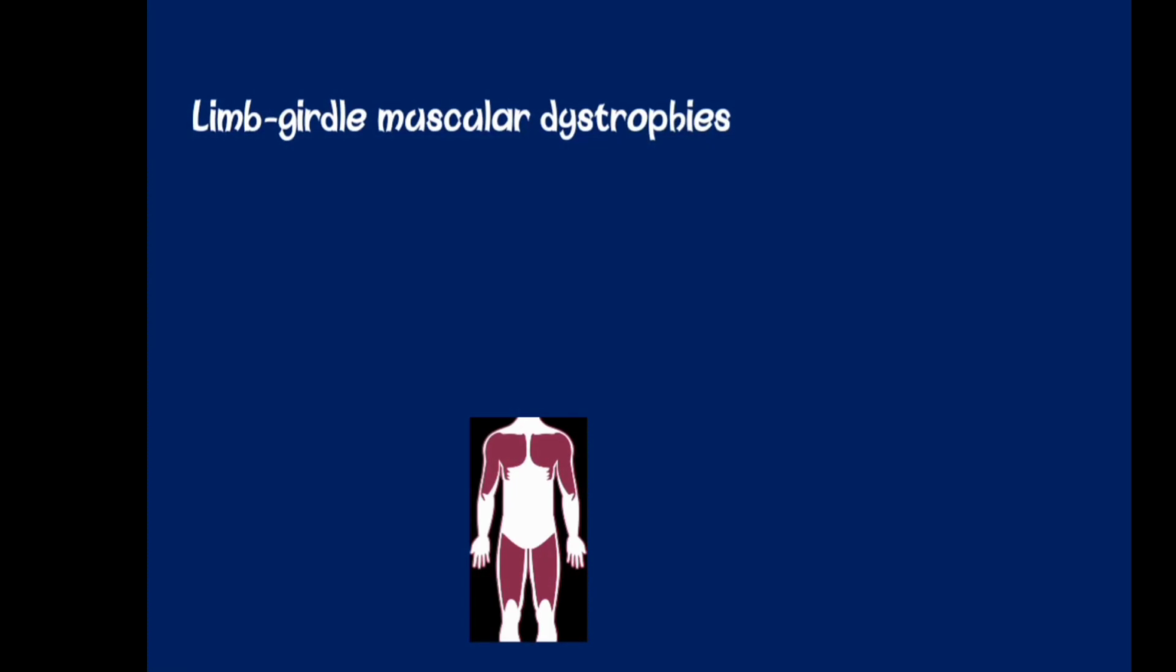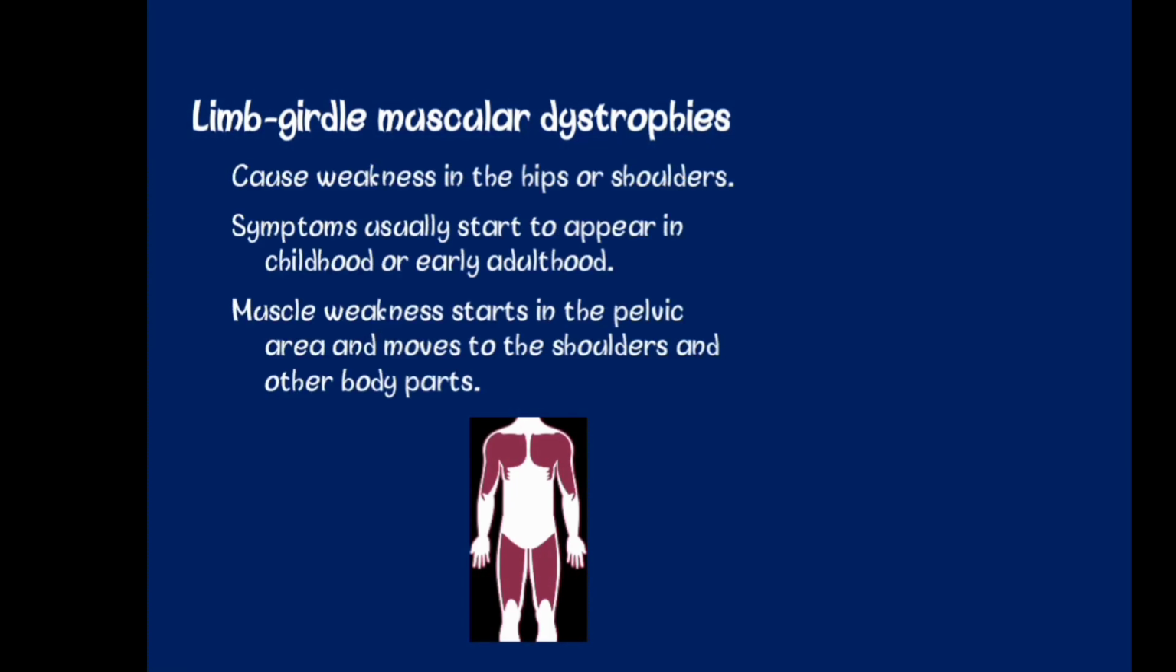Now, let's talk about limb girdle muscular dystrophies. Limb girdle muscular dystrophy targets the muscles in the shoulders, hips, upper arms, and upper legs. It can affect individuals of any age, with around 2 in 100,000 people in the United States living with this condition. Symptoms usually start to appear in childhood or early adulthood. Muscle weakness starts in the pelvic area and moves to the shoulders and other body parts.